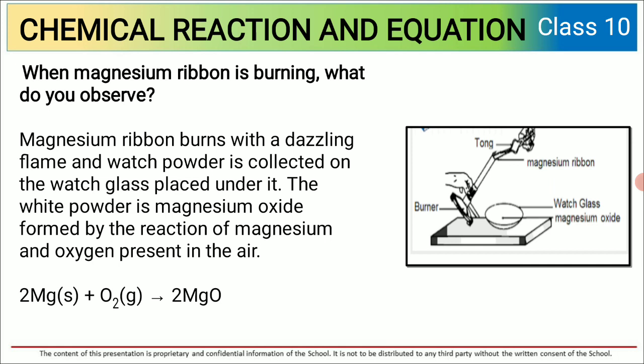The white powder is magnesium oxide formed by reaction of magnesium and oxygen present in the air. So how can you write the reaction? 2Mg + O2 gives 2MgO. Children, can you tell me what type of reaction this is? It is a combination reaction.